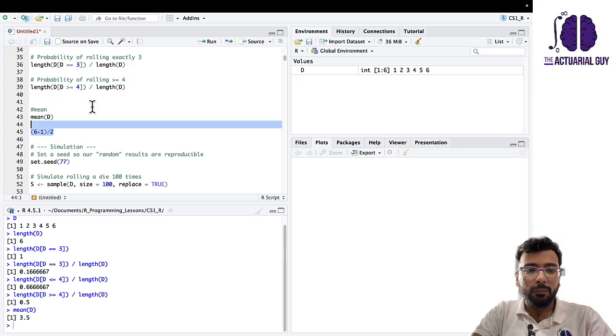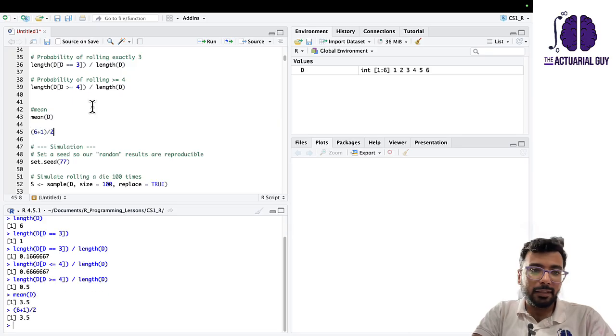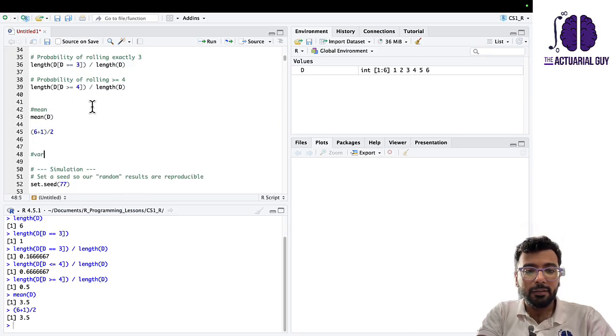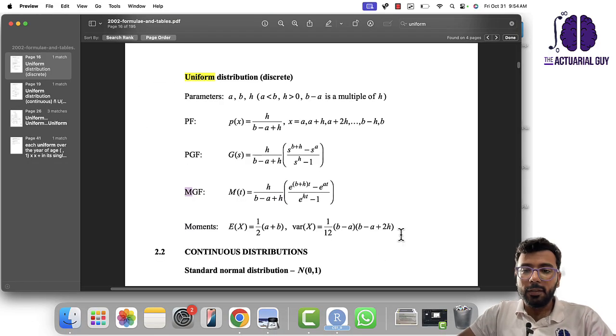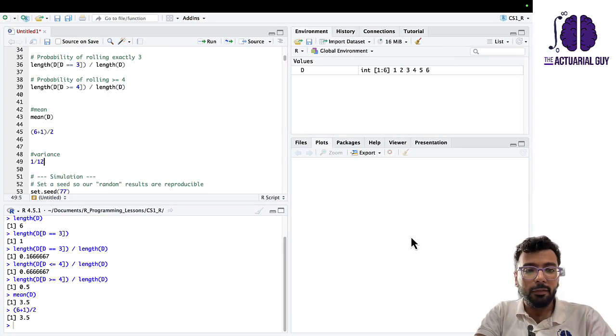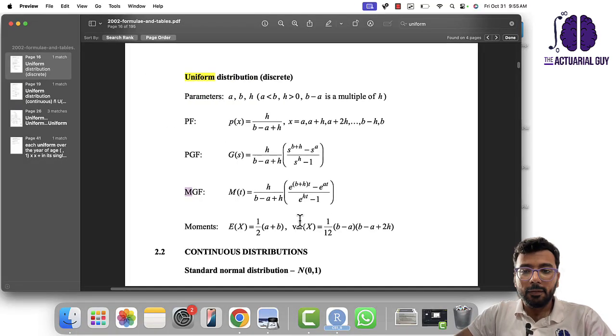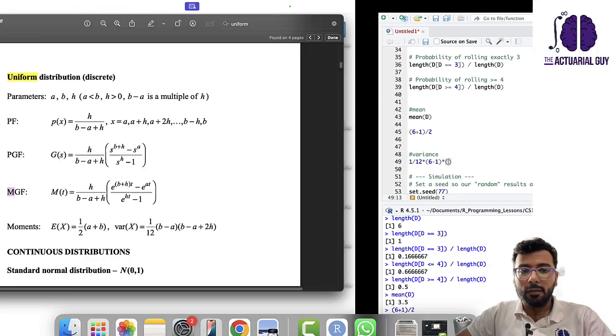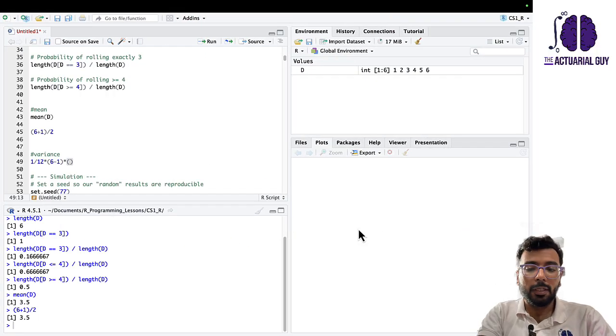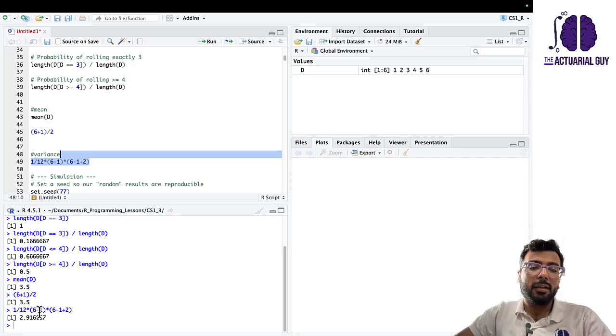Or you can use the formula, which would be 6 plus 1 by 2. That is again 3.5. Your variance, as we had checked in the tables, will be this formula: 1 by 12 times 6 minus 1 times 6 minus 1 plus 2. If you run this, your variance is 2.91667. So that is your variance. This is how the mean and the variance work.